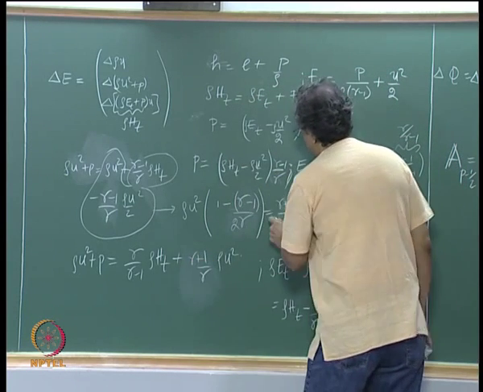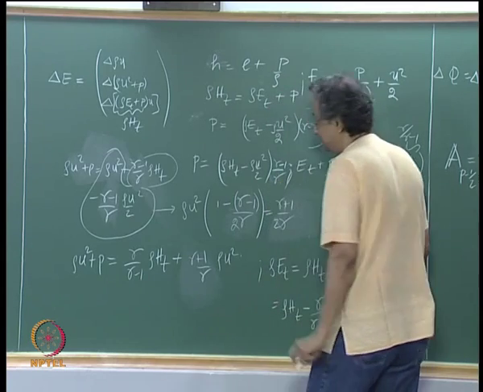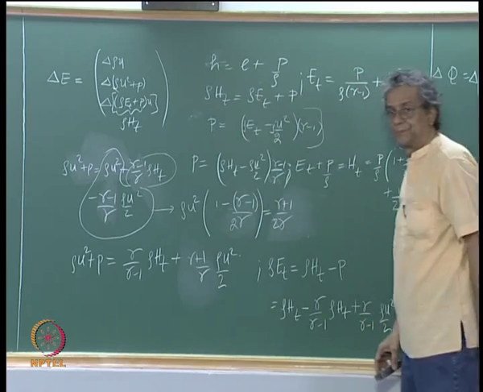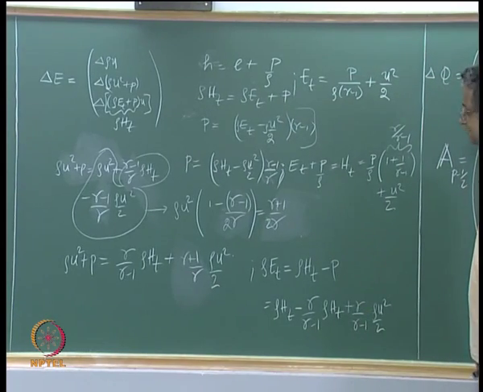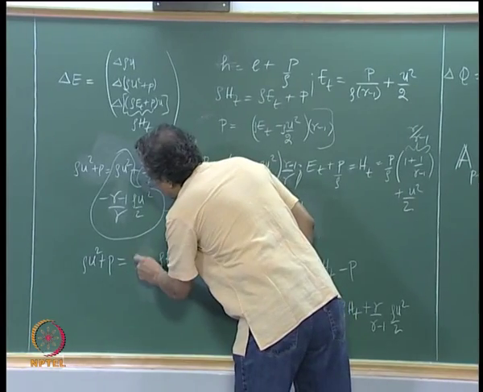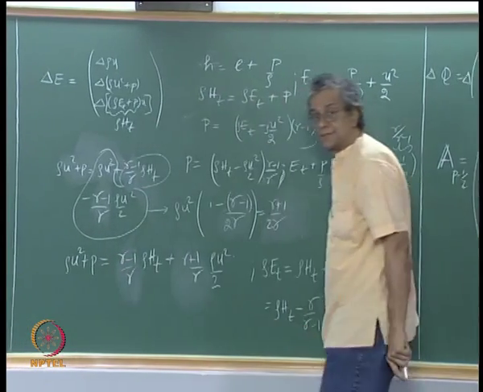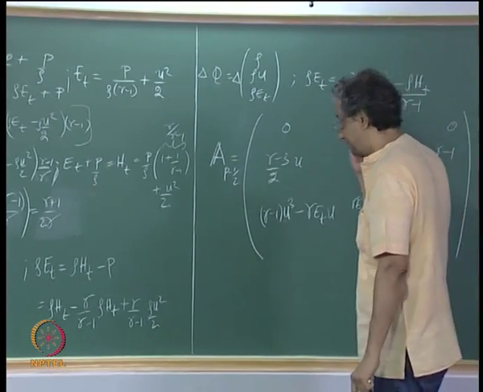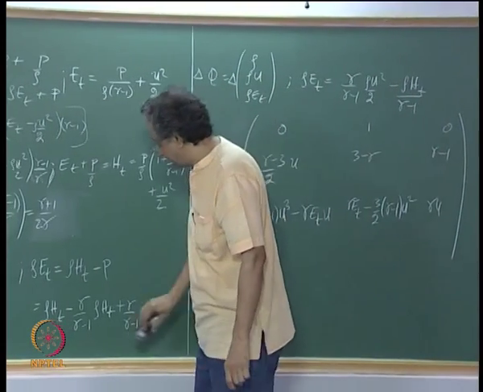As I said, by 2 gamma. And this should be a gamma by gamma minus 1, gamma minus 1 by gamma. Is that fine? Okay. So, what happens to this then?